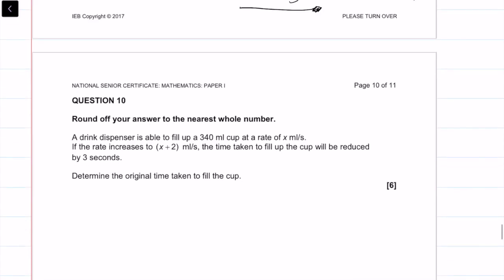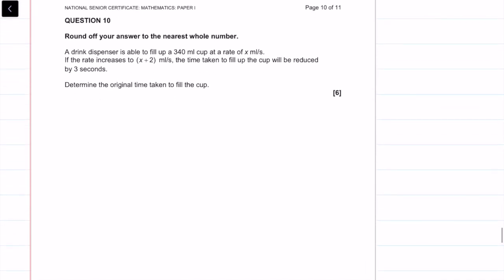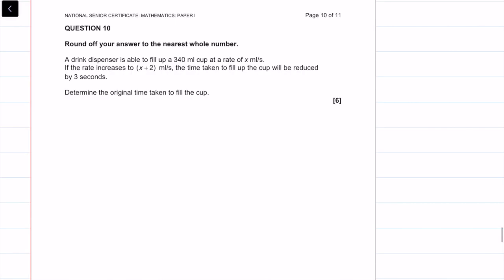We are doing question 10 of the 2017 IEB exam, the normal core maths exam. So this is actually quite an interesting question. It's something that might scare some people, but it's really not that difficult.